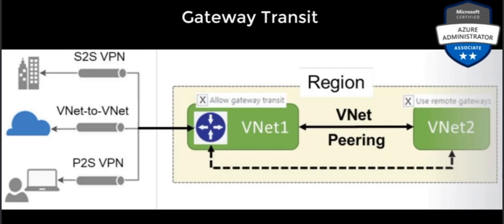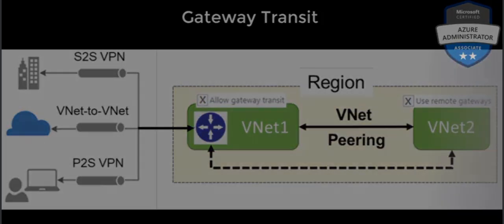So in these scenarios, gateway transit will allow peered virtual networks to share the gateway and get access to the resources. So all the traffic would then flow through the virtual network gateway. And that means that you do not have to deploy a virtual private network gateway in the peer virtual network. You got to deploy it just once, and it can then be used to have communications forwarded to other networks.